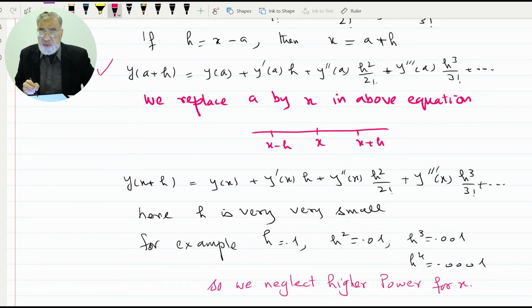Here h is very, very small; we say h is going to 0. That's the definition of h: it becomes very small. For example, I take h equal to 0.1. Then h squared will be 0.01, h cubed will be 0.001, h to the fourth will be 0.0001. So it becomes very small. On this idea, we can neglect the small terms and work with two or three terms, for example up to power h or power h squared.